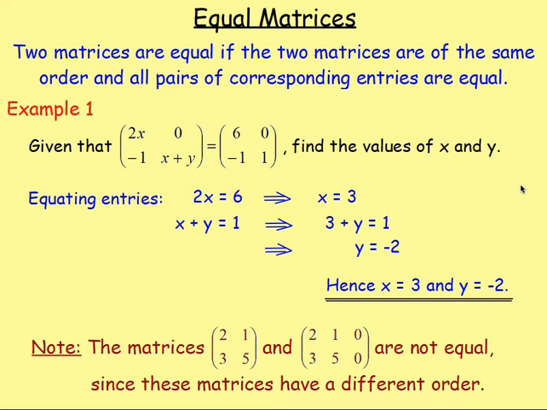Equal matrices, how are matrices equal? They are equal if and only if the corresponding entries are the same. So if 2x was equal to 6, if 0 is equal to 0, if negative 1 is equal to negative 1, and x and y is equal to 1. So matrices are only equal if they're of the same order and all pairs of corresponding entries are the same. If they are, then you may get problems such as this. Note that because the order of these matrices are not equal, they are not equal matrices.